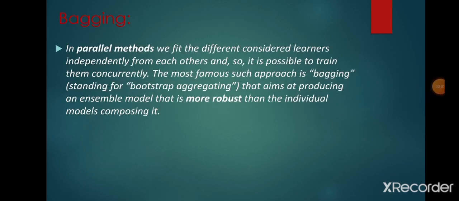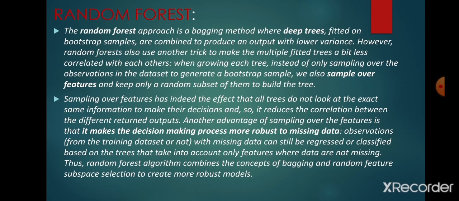Next is bagging. In parallel methods, we fit the different considered learners independently from each other, and so it is possible to train them concurrently. The most famous such approach is bagging, that aims at producing an ensemble model that is more robust than the individual models composing it. In bagging, random forest is an example.